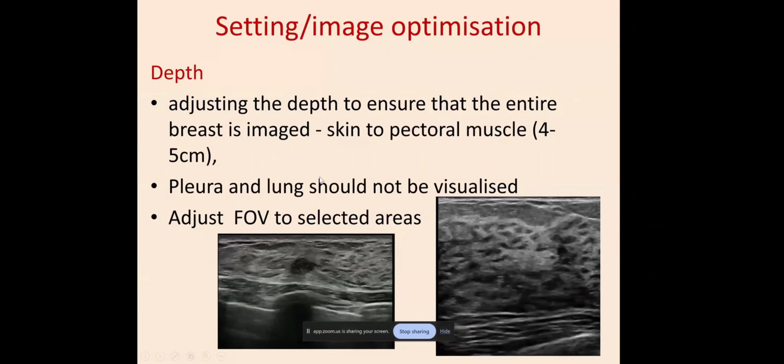Now coming to what you should do for image optimization, we'll go one by one. There are lots of ways of optimizing the image while doing breast ultrasound. The first thing is to look at the depth. You have to adjust the depth to ensure that the entire breast is imaged, that means from skin to pectoral muscle, and usually it's about 4 to 5 centimeters for each breast. And there are SAR guidelines.